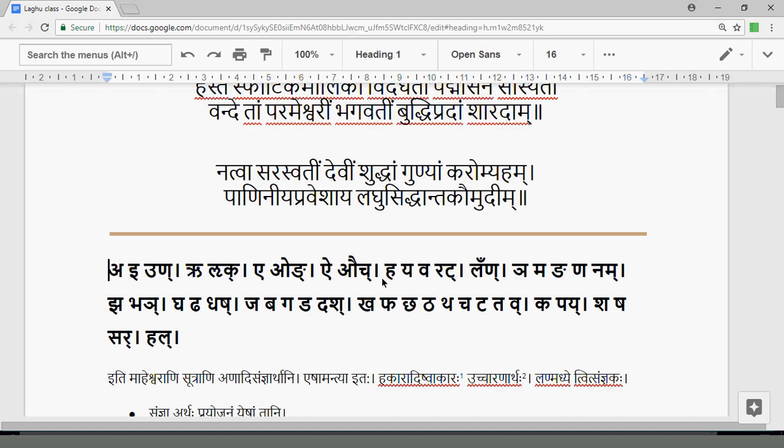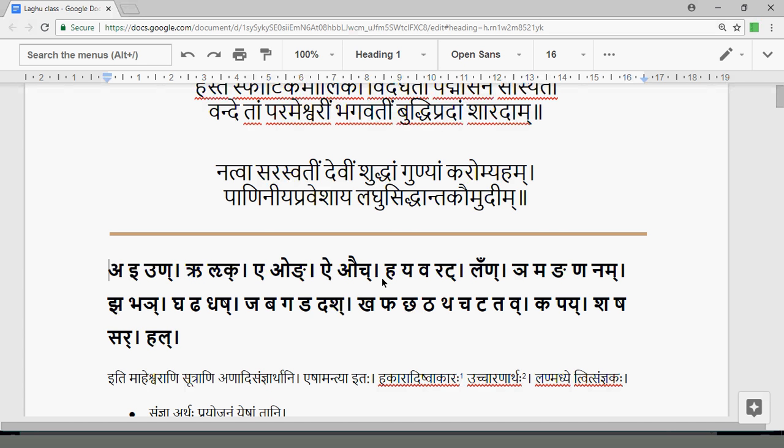And then we know ka varga, ka kha ga gha nga, cha varga, ta varga, ta varga, pa varga. This is how we know these 25 consonants. Then ya, va, ra, la, in whichever order we are taught in school or however we have learned. But these are organized in a different manner. They are ordered in a different manner in these sutras.